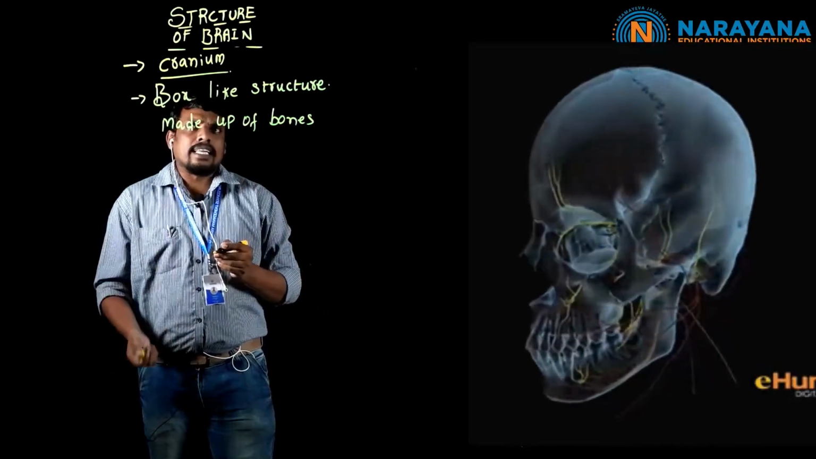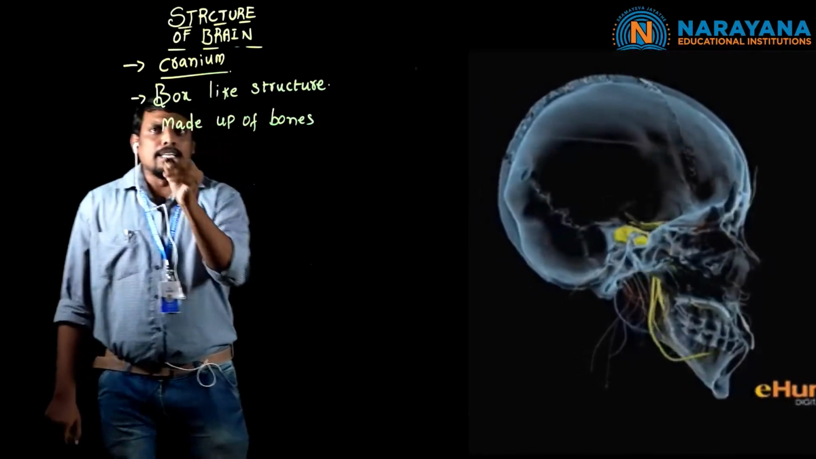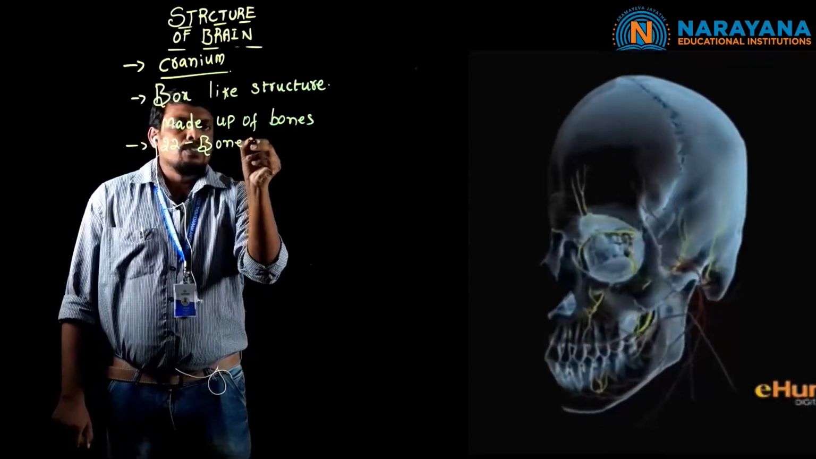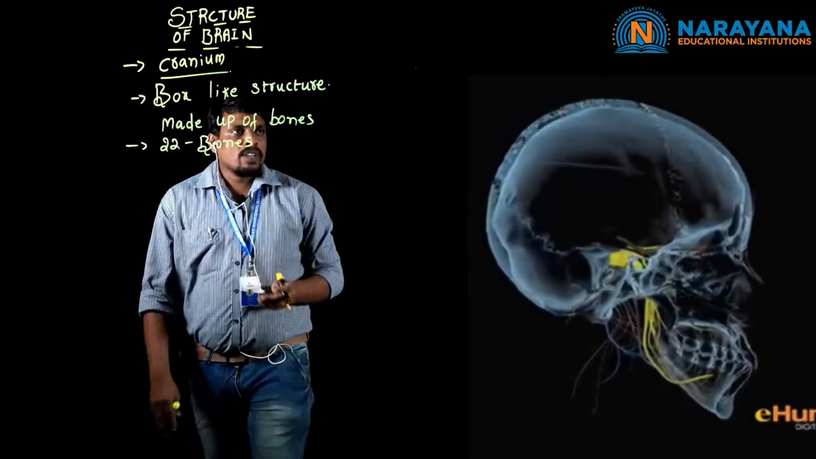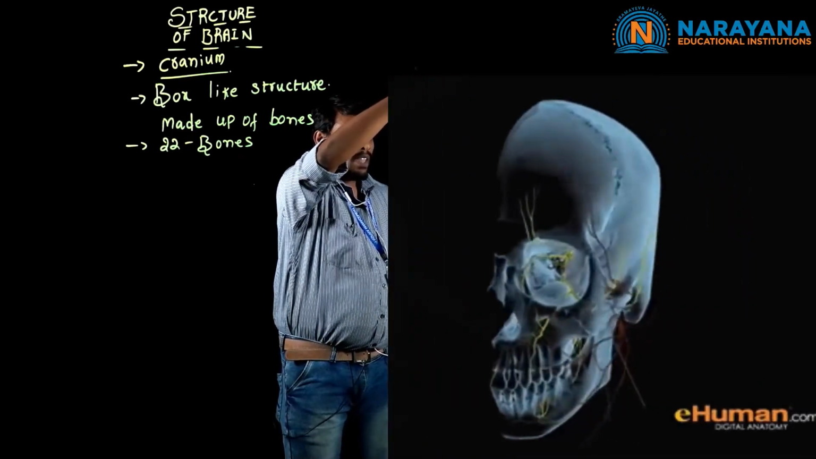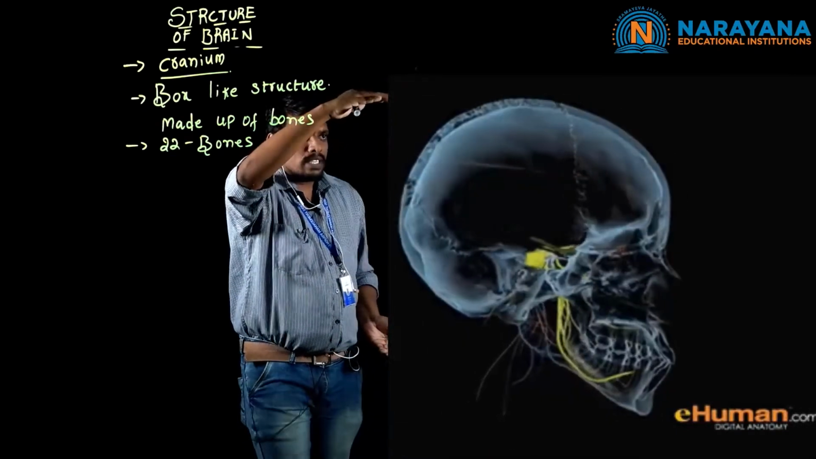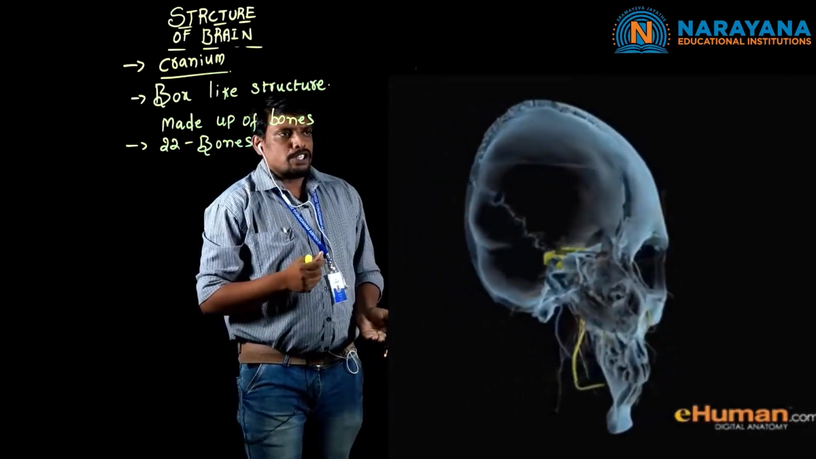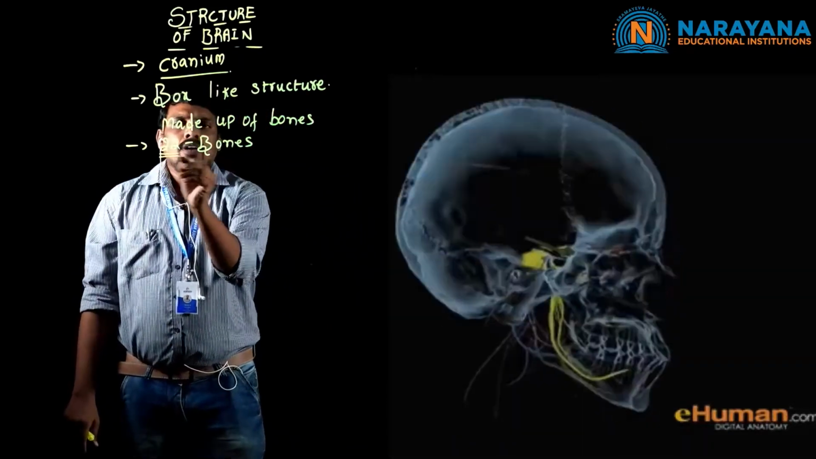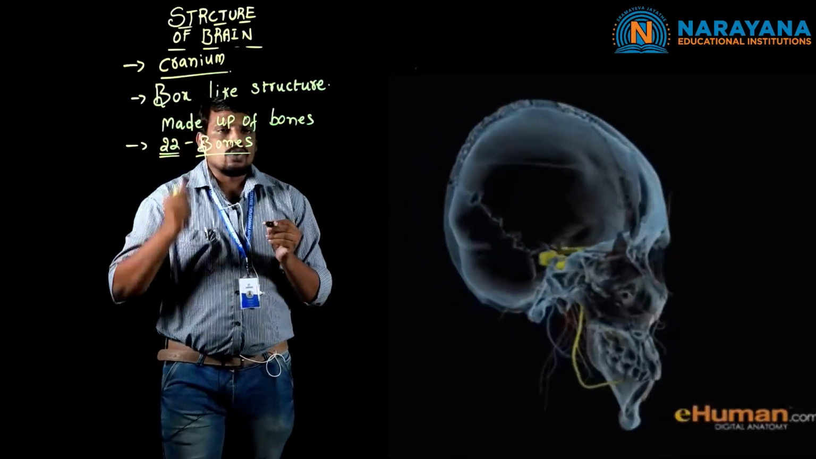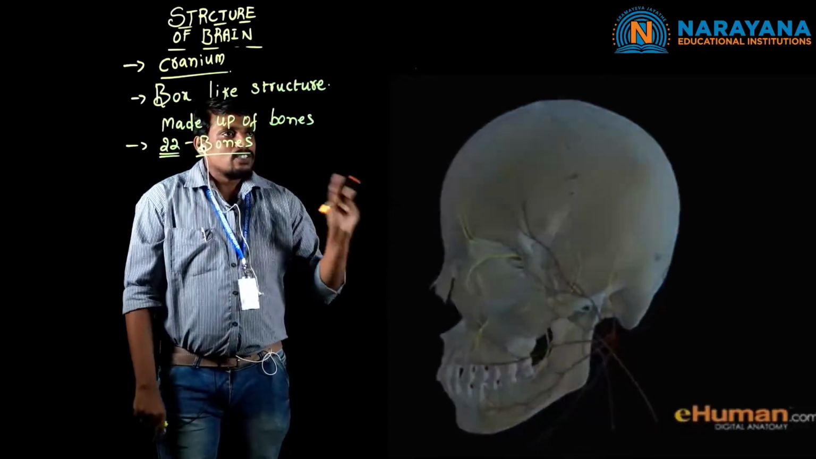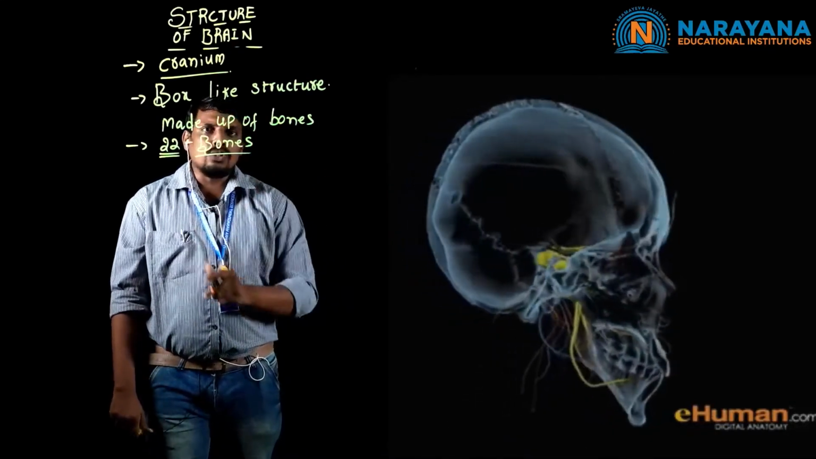How many bones are there in the cranium? Do you know? The cranium is made up of 22 different bones. So look at this cranium or look at this structure. In this cranium, there are together 22 bones, which give protection to the brain. Clear students? Right. So very important point. Total together, 22 bones are seen in the cranium.